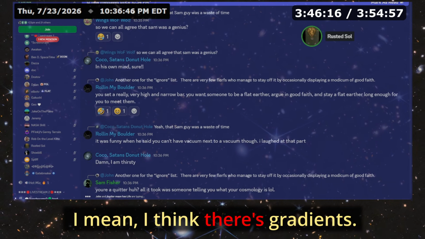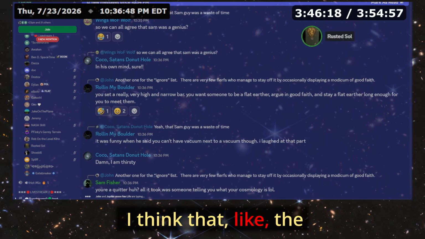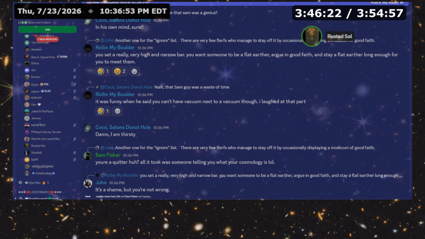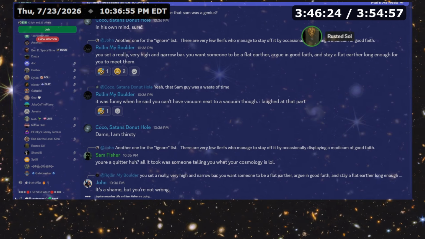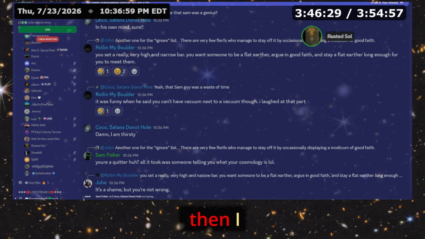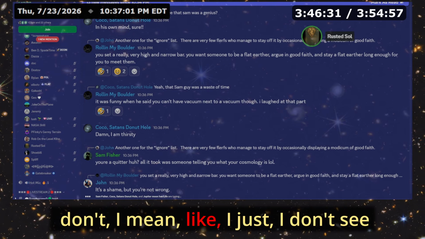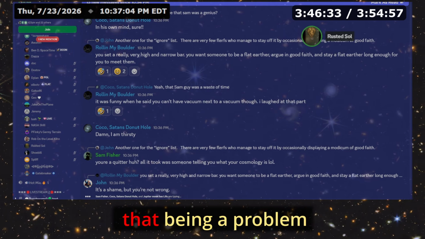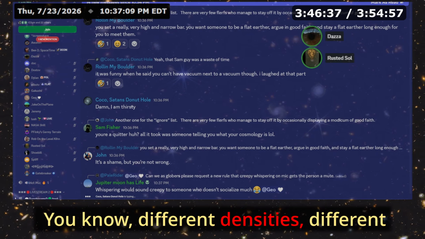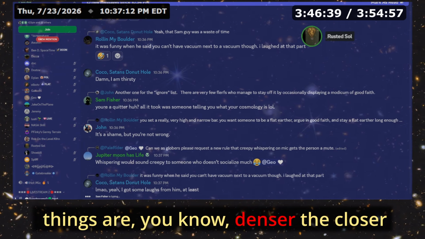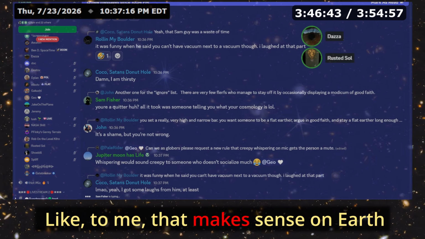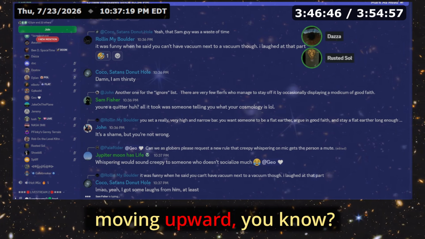Yeah, I think there's gradients. I think it's the same thing in the ocean, like the deeper you go. I don't think that would work if everything was electromagnetic. I don't see that being a problem in an enclosed system. Different densities, different things are denser the closer you get to the Earth or the deeper you get in the ocean. To me, that makes sense on Earth moving upward.